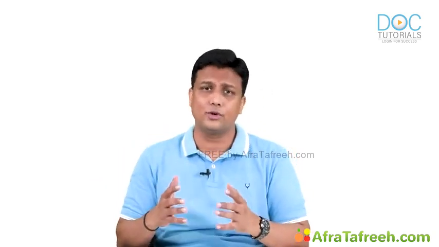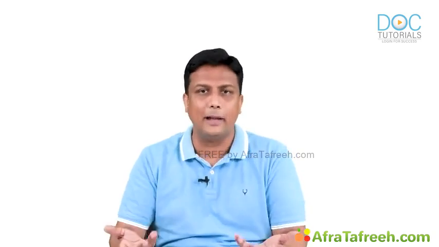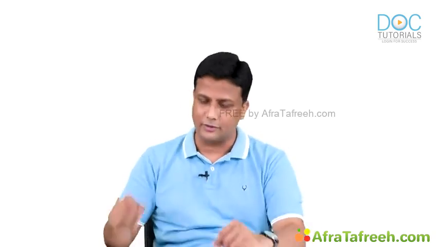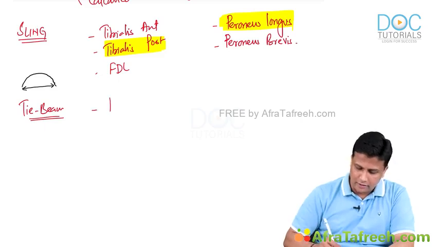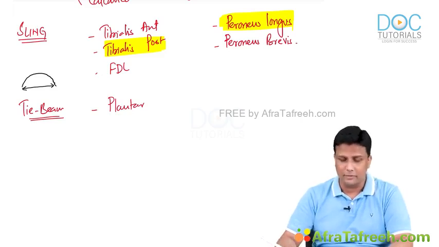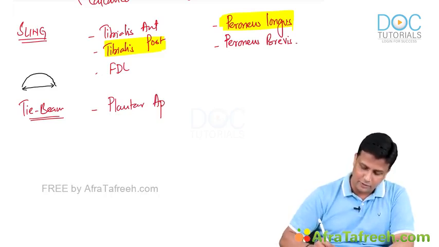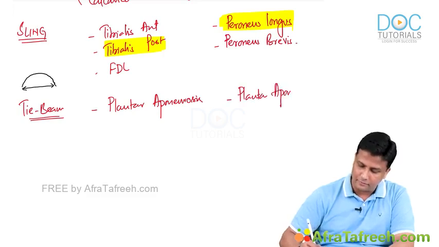And for both the arches, it will be nothing but the aponeurosis, the plantar aponeurosis. So whether it is the medial longitudinal arch or the lateral longitudinal arch, the same plantar aponeurosis will be acting like a tie beam.